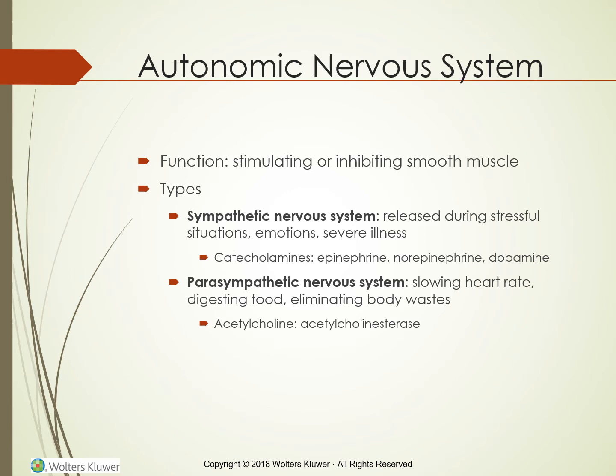Parasympathetic nervous system. The parasympathetic nervous system is the division of the ANS that works to conserve body energy and is partly responsible for slowing heart rate, digesting food, and eliminating body waste. Acetylcholine is a neurotransmitter released at the nerve endings of parasympathetic nerve fibers, at some nerve endings in the sympathetic nervous system, and at nerve endings of skeletal muscle.